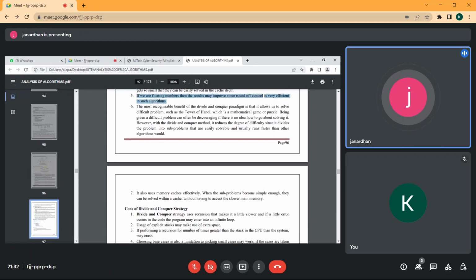The most recognizable benefit of the divide and conquer paradigm is that it allows us to solve difficult problems such as the Towers of Hanoi, which is a mathematical game or puzzle. Being given a difficult problem can often be confusing as to how to go about solving it. However, with the divide and conquer method, it reduces the degree of difficulty since it divides the problem into subproblems that are easily solvable and usually runs faster than other algorithms would.